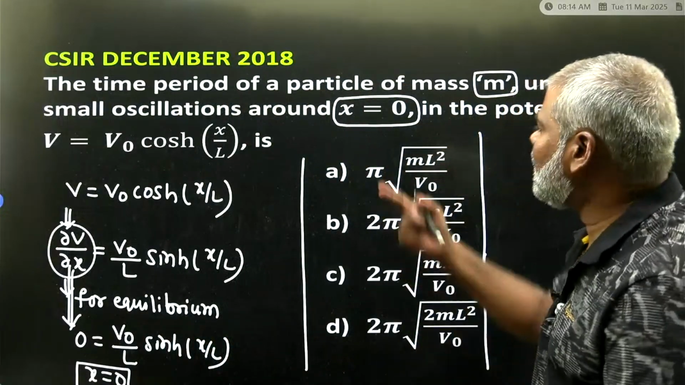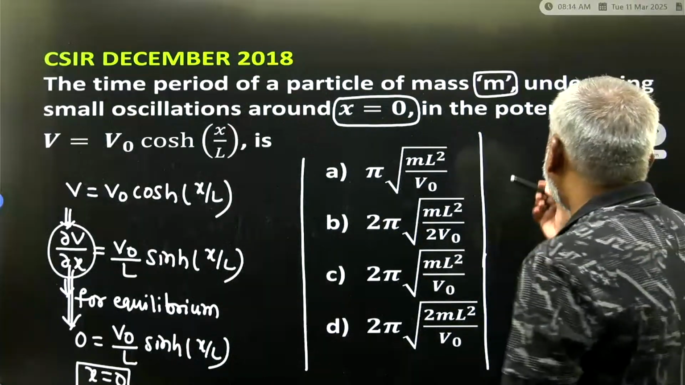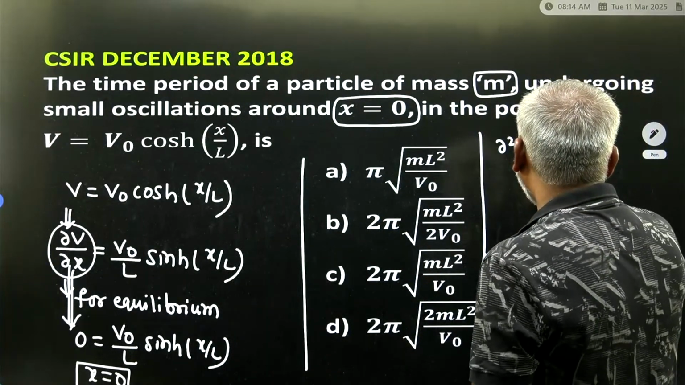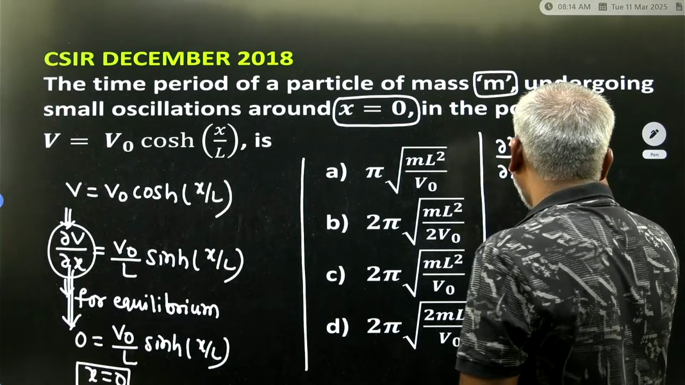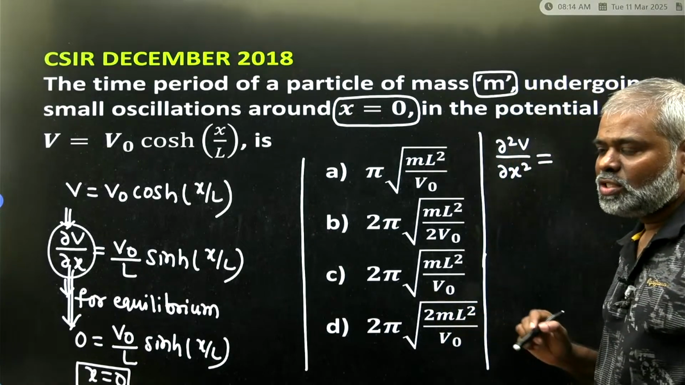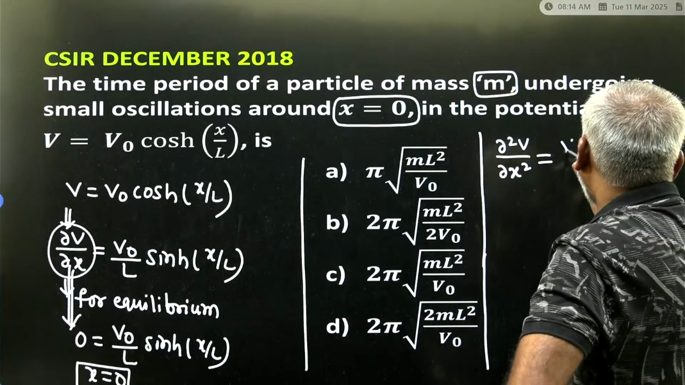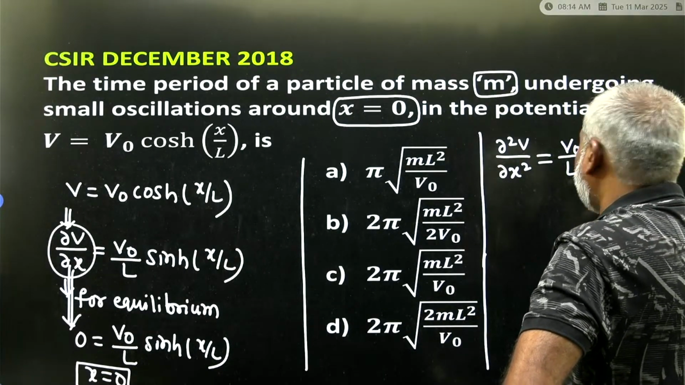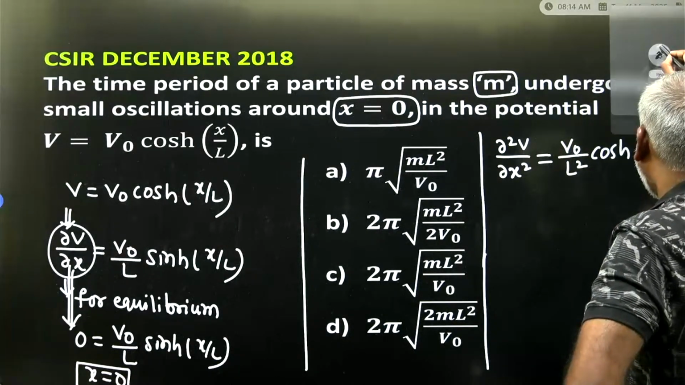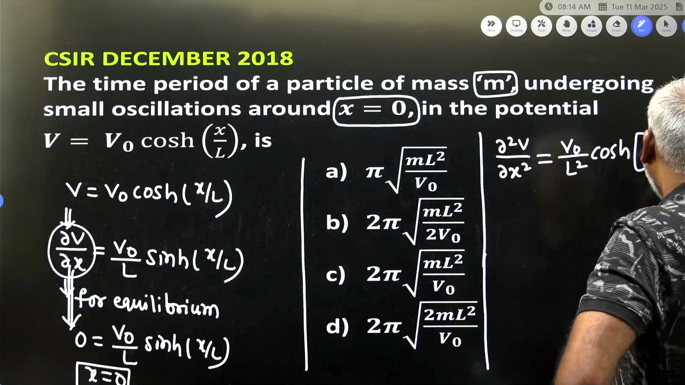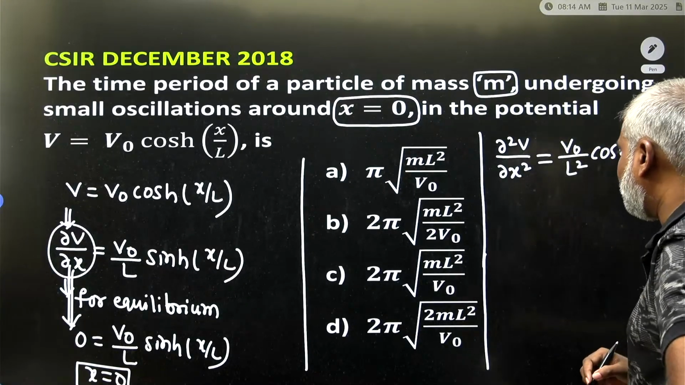Now we need to calculate the time period. How do we calculate it? First you have to calculate the second derivative. So ∂²V/∂x² you have to do. ∂²V/∂x² is equal to V0 divided by L squared into cosh of x by L, since you differentiate sinh to get cosh. This is the value you are going to get.